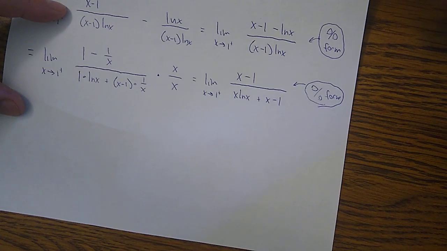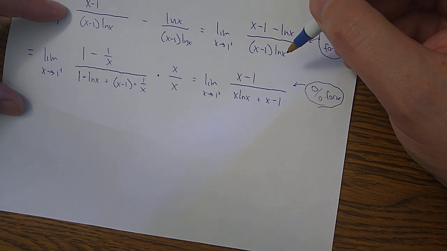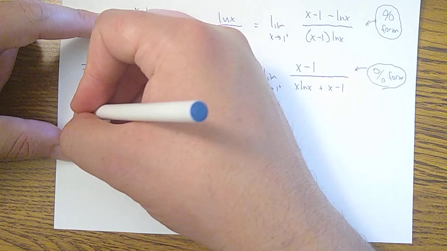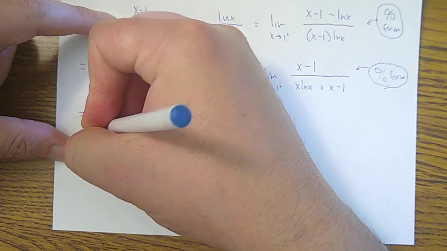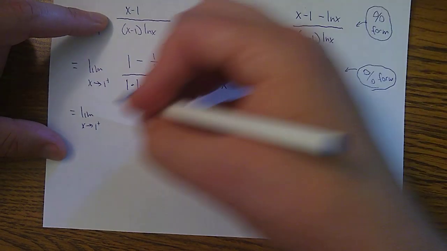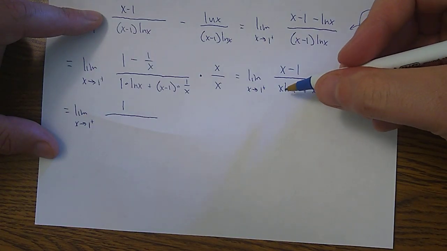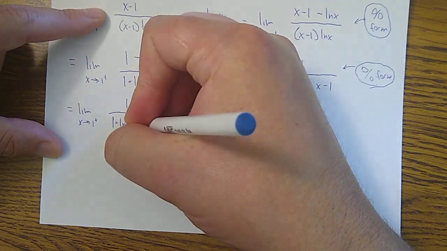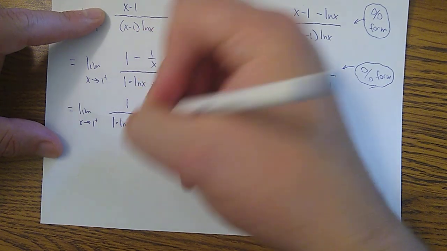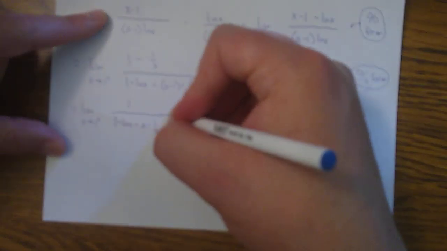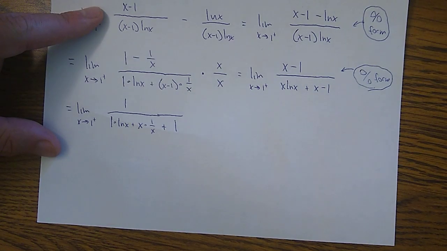So this is still a 0 over 0 form. So this is good. What we often do is we just use L'Hopital's rule again. I have a 0 over 0 form. Why don't I just use L'Hopital's rule again? So the derivative of the top is just 1. The derivative of the bottom, let's see. Here I have to use the product rule, so I'm going to have 1 times natural log x plus x times 1 over x, because that's the product rule from this, plus 1 minus 0.